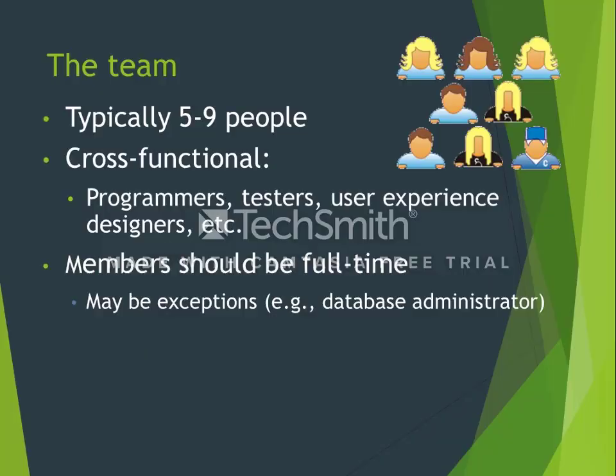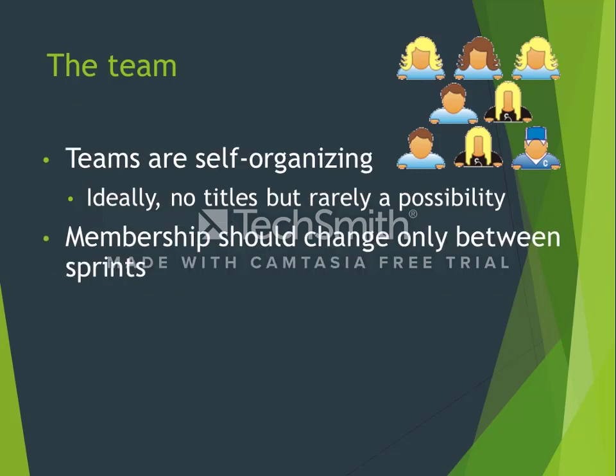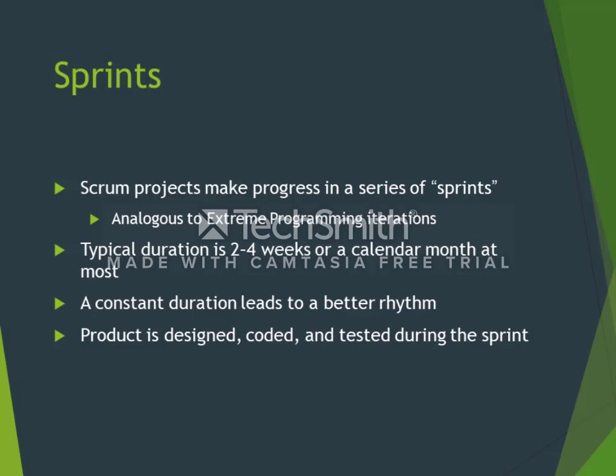Scrum Team typically consists of 5 to 9 people. They are cross-functional, like programmers, testers, user experience designers. And those members should be full-time. Scrum teams are self-organizing and their membership can be changed only between sprints. But what is a sprint? Sprint is a time-boxed iteration of a continuous development cycle. Within a sprint, a planned amount of work has to be completed by the team and made ready for review.